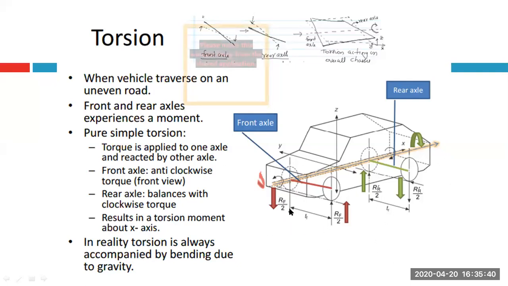You can see that on the front right hand side wheel, you have got a downward reaction, which is Rf upon 2. Then you have got the track width T, and on the front left hand side wheel, you have got an upward reaction or force, which is Rf upon 2. So Rf is nothing but the overall reaction that you have on the front axle. It can also be denoted as Wf. So Rf and Wf are going to be the same.